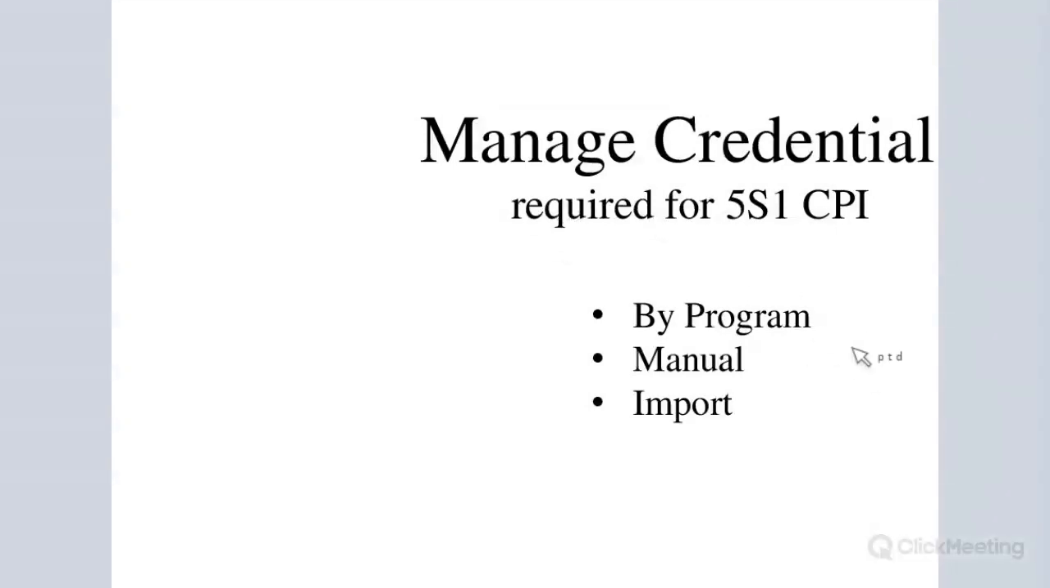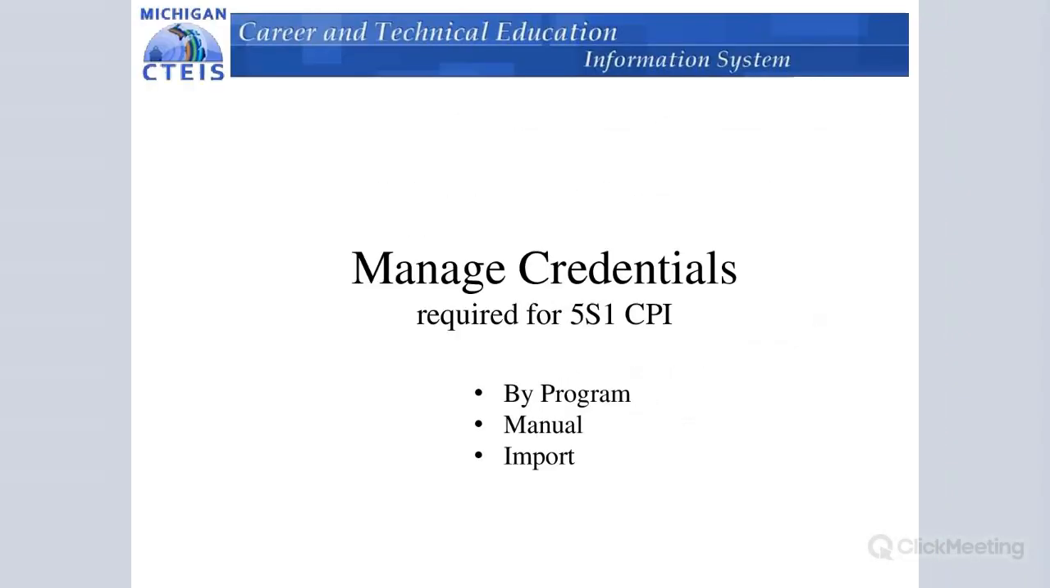Okay. Credentials. So the next thing we want to talk about is credentials. As we mentioned, the credentials are important for, I believe, the 5S1 core performance indicator. And we collect these by program and only by program, whereas work-based learning was either by enrollments or by program. Credentials are only by program. And you can do this manually, or you can do this through an import.